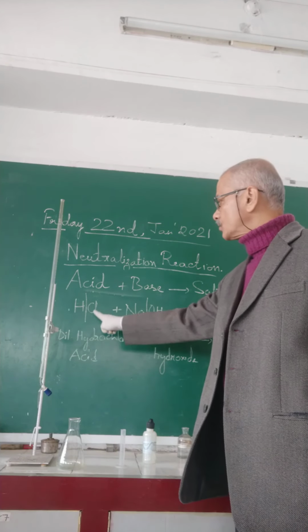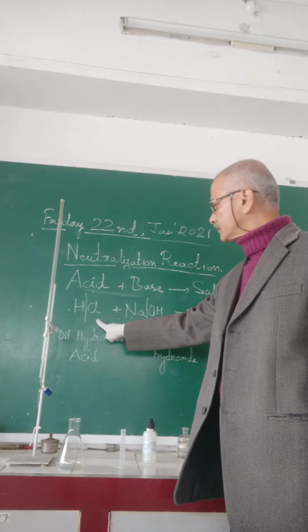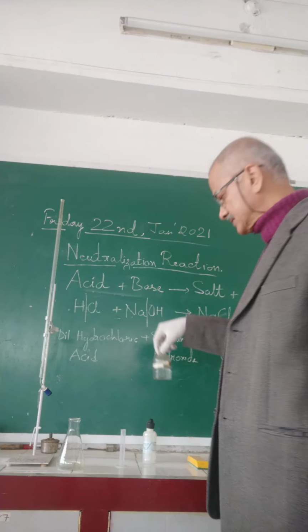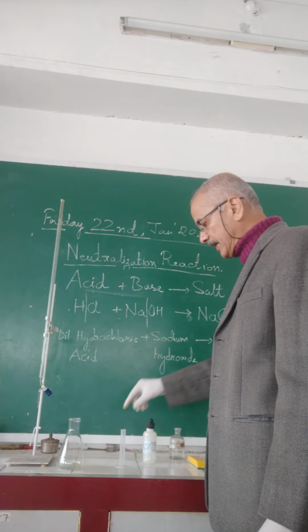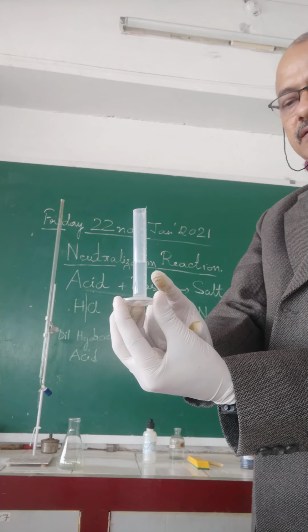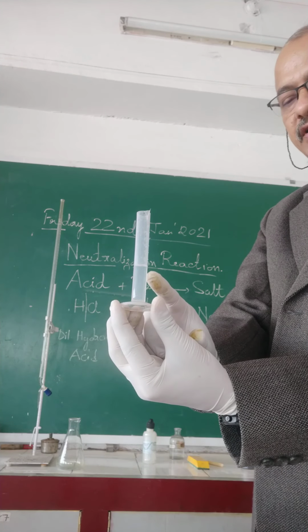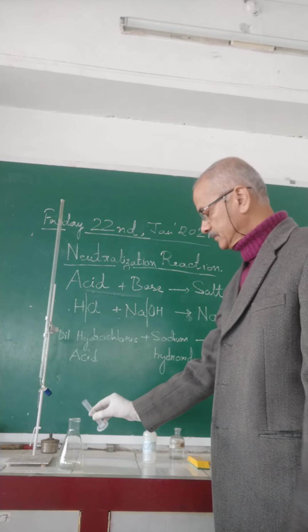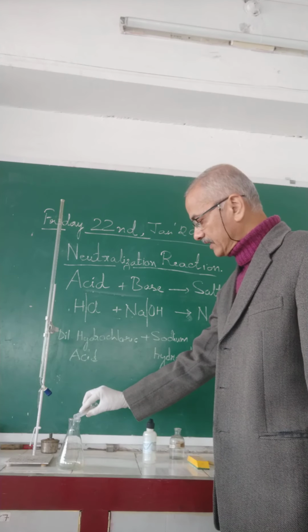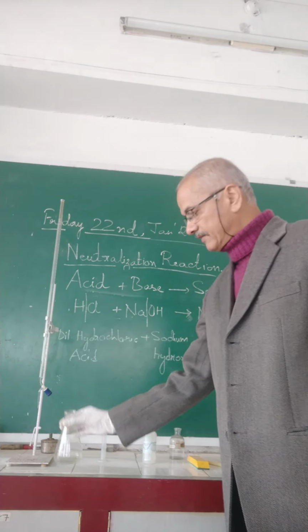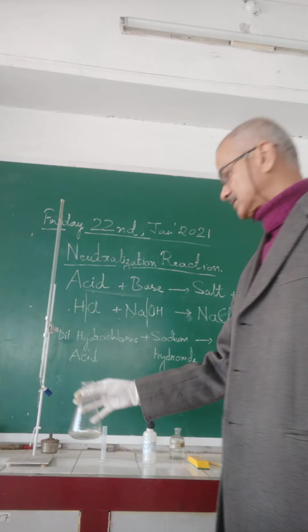Right? So acid I have taken dilute hydrochloric acid. We will take 5 ml of dilute hydrochloric acid. This is a measuring cylinder to measure small quantity volumes of acids. So 5 ml of hydrochloric acid I will take in the conical flask. This is a conical flask. I have taken 5 ml in the conical flask.